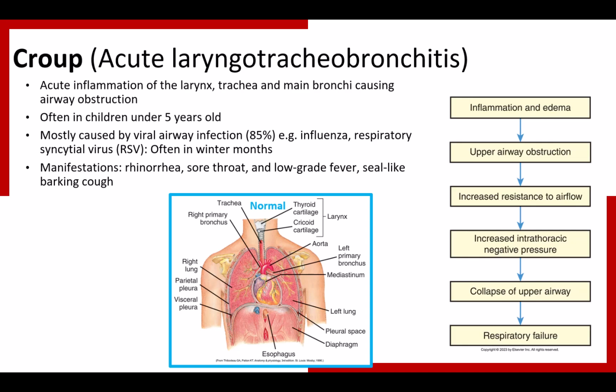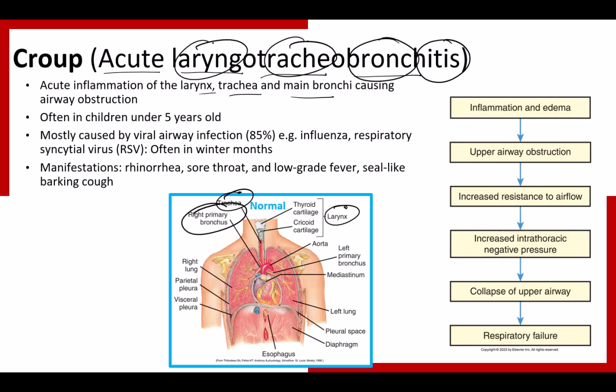This condition, croup, is also known as acute laryngotracheobronchitis. So again, itis means inflammation of the larynx, trachea, and the primary bronchus. And that's what it's defined as, right? Acute inflammation of the larynx, trachea, and the primary bronchus. So what happens when you have inflammation is that the lumen of the airway is decreased in size, right?